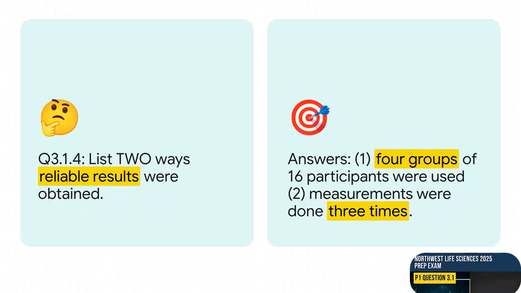Okay, reliability. For this, you're always looking for two main things, a big sample size and repetition. So let's look at the text. It says they used 4 groups of 16 participants. That's a pretty good sample size. And it says each participant underwent the hearing test 3 times. That's repetition. Bingo! 2 more marks in the bag.